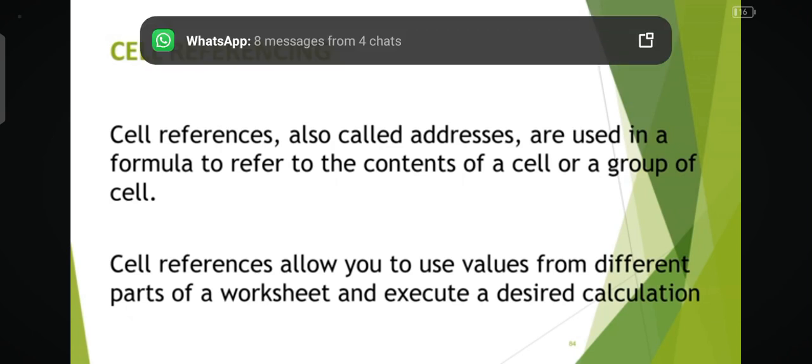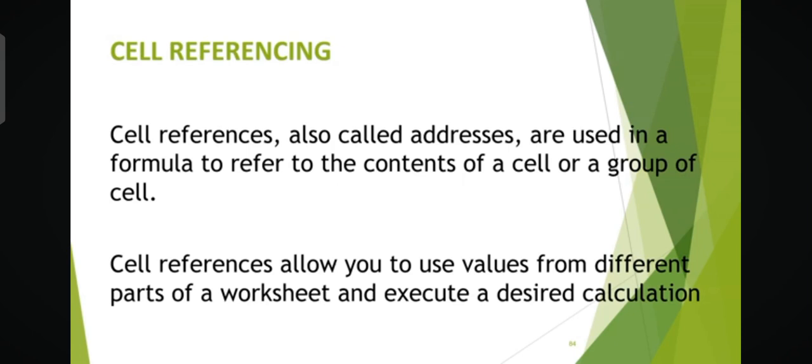Now remember that every cell in Excel has a name, right? The name is usually given based on what? The row and then the column name, right? The row and the column header. Now, cell referencing, also known as cell addressing, is used in a formula to refer to the content of the cell.